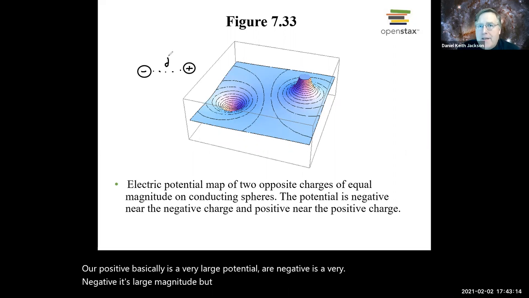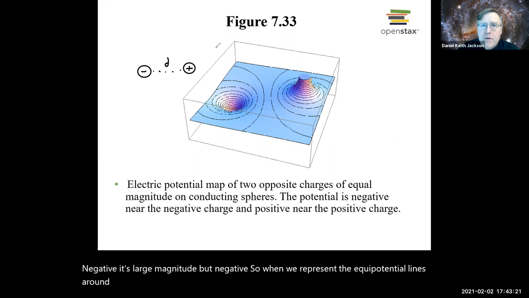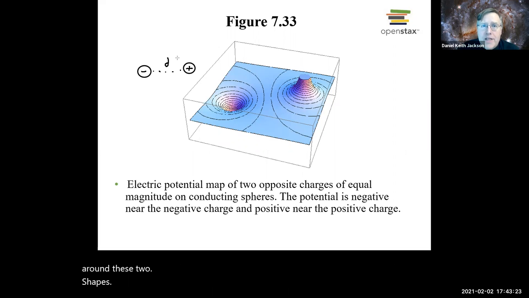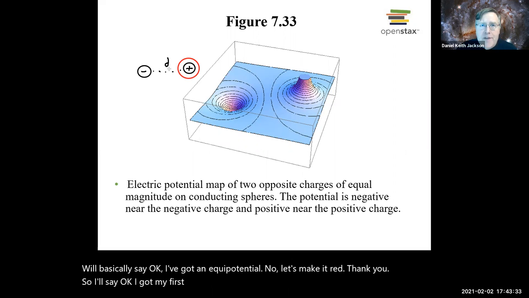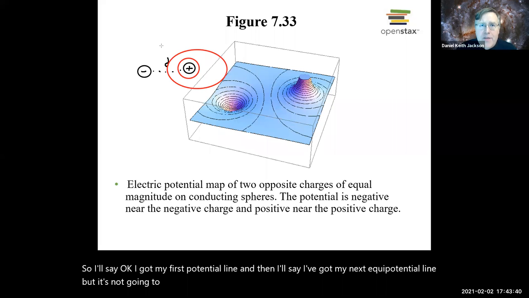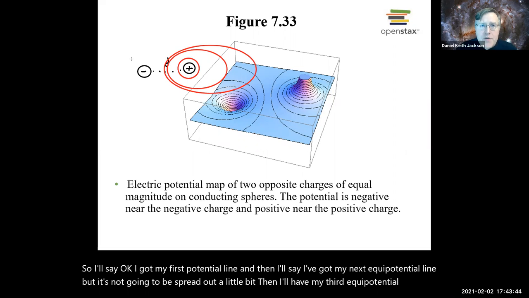So when we represent the equipotential lines around these two shapes, we'll basically say, okay, I've got an equipotential. No, let's make it red. So I'll say, okay, I've got my first equipotential line. And then I've got my next equipotential line, but it's now going to be spread out a little bit. Then I'll have my third equipotential line. That's going to be spread out even further. Same with this one.